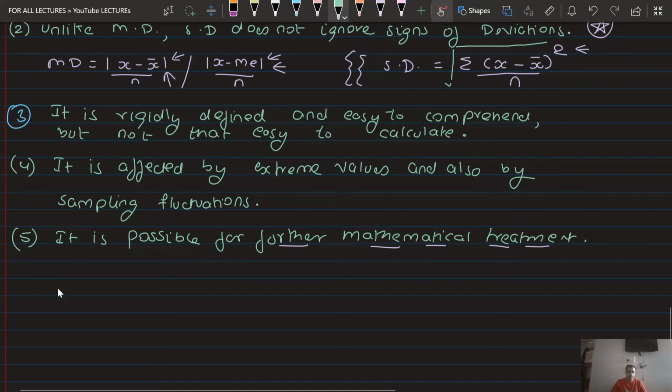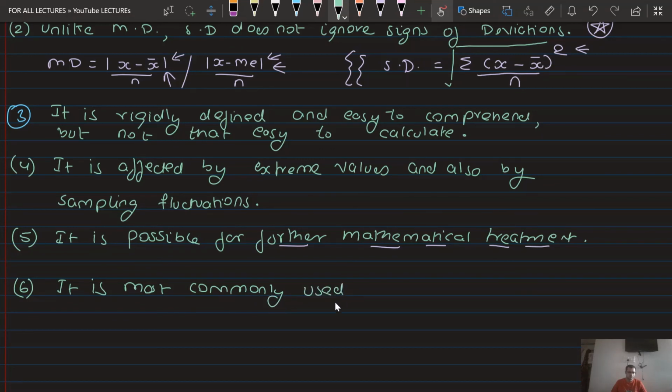And now the point number 6, it is most commonly used measure of dispersion.